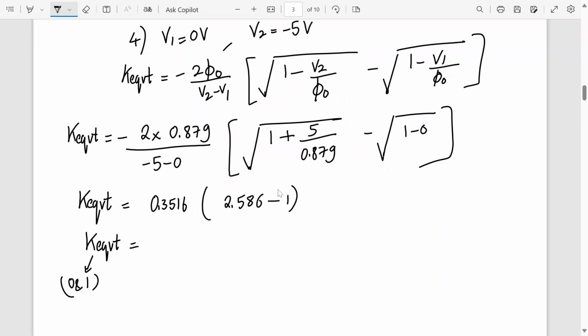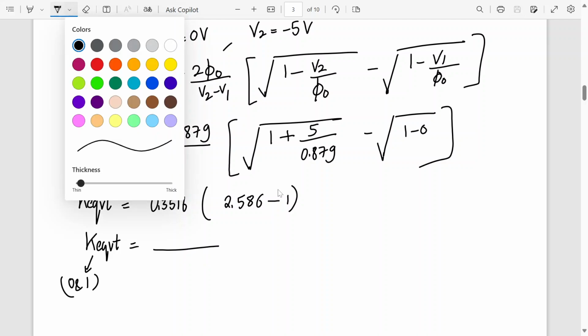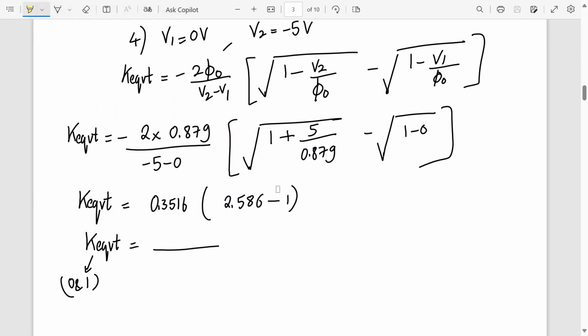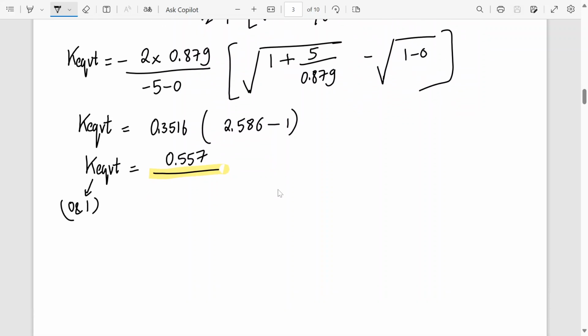Anyone with the answer? It's a dimensionless quantity. Yes, 0.557. Absolutely correct. Now we have to find out equivalent large signal junction capacitance.